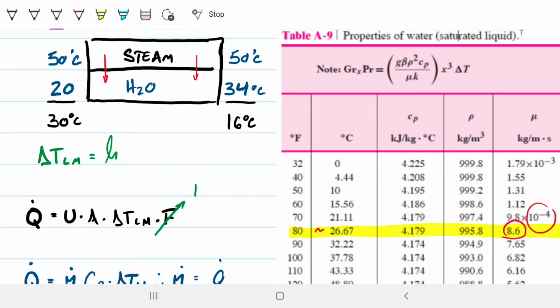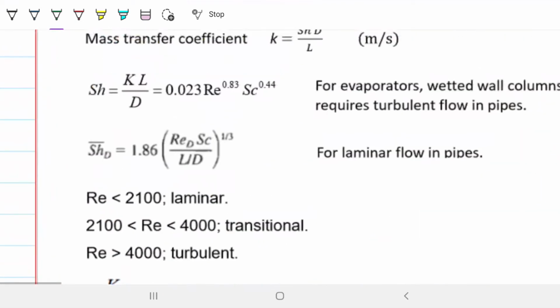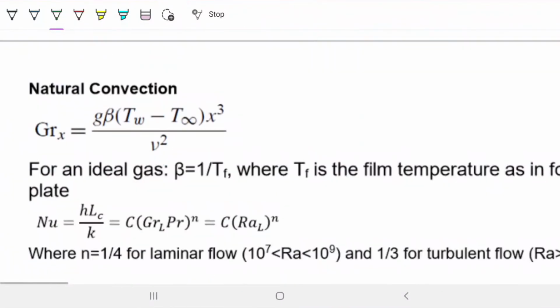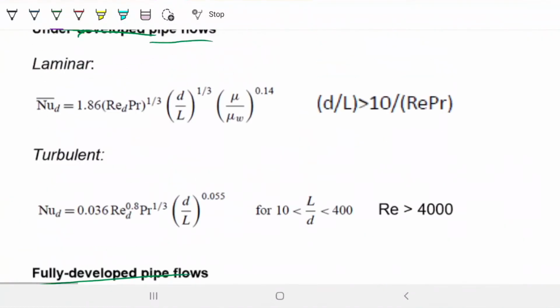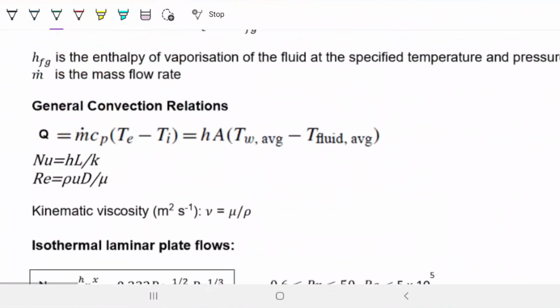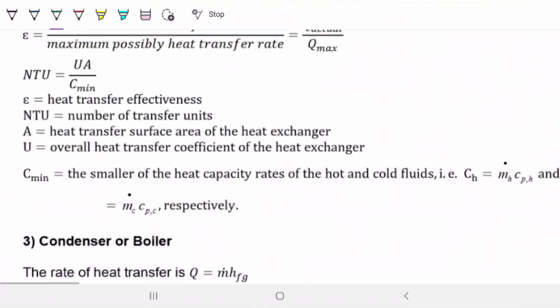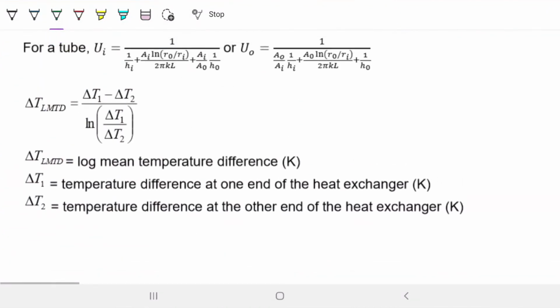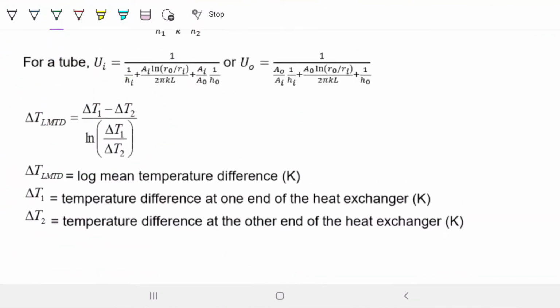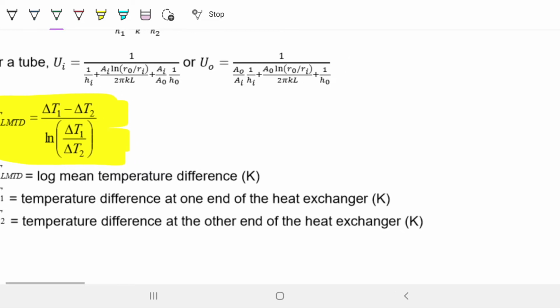So the difference over, I can check here. You don't need to memorize these things. They're going to be here somewhere. This, by the way, is your equation sheet, right? So we're going to have access to all these equations. So delta T log mean temperature difference is just the difference of the differences divided by the natural log of the ratio of the differences.